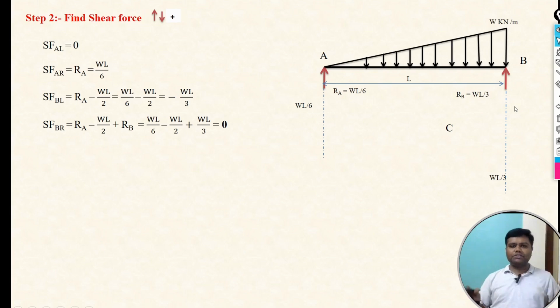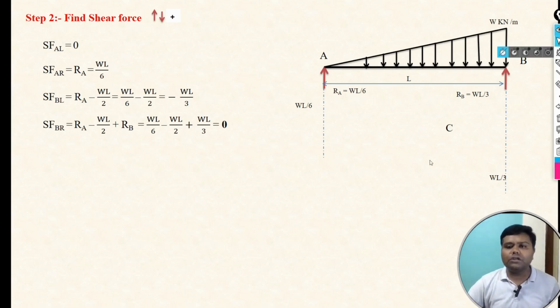So now we have calculated the shear force at point A by taking the section on left and right, and similarly the shear force at point B by taking the section left and right of that particular point B. Once we calculate it, the next step we can simply draw the shear force diagram.